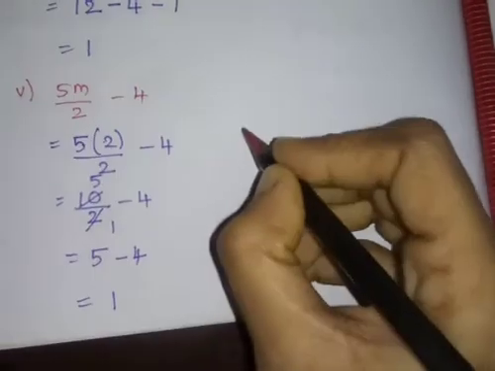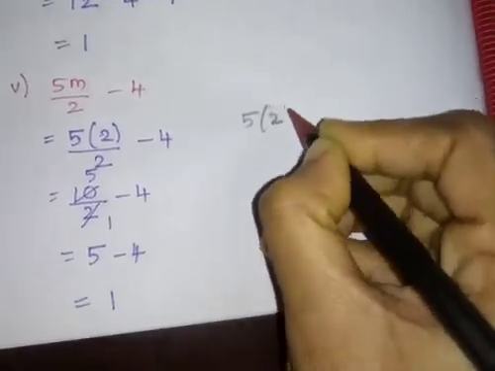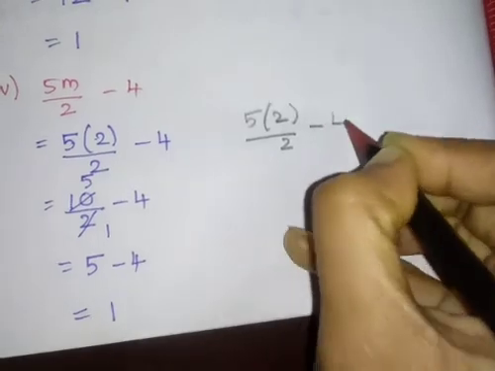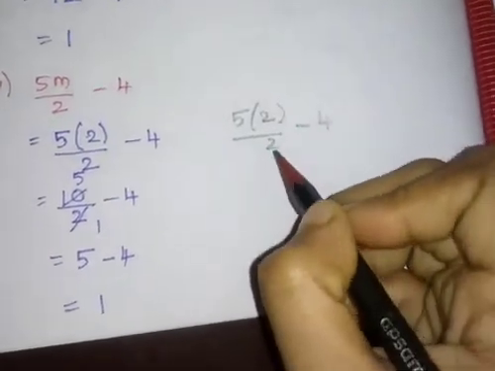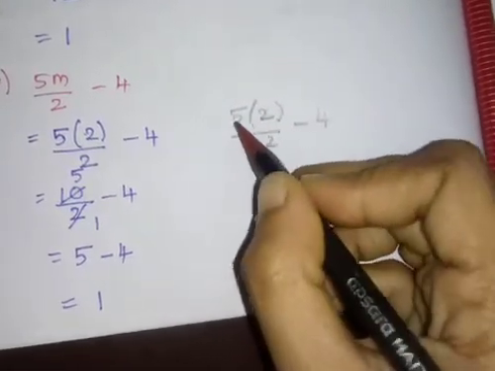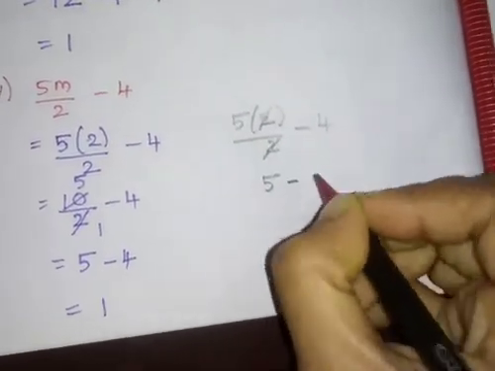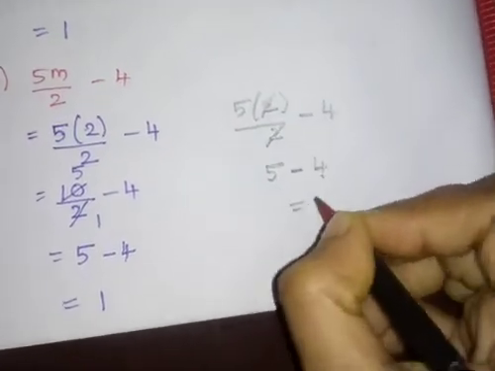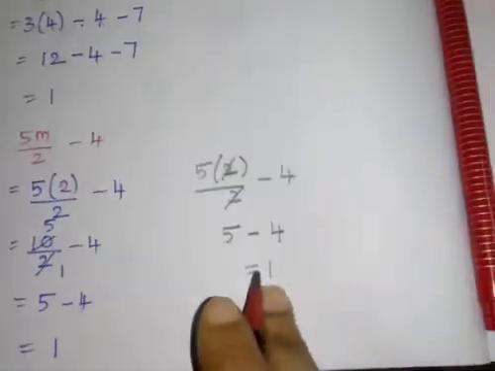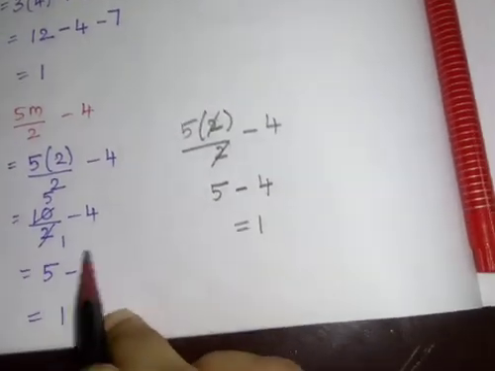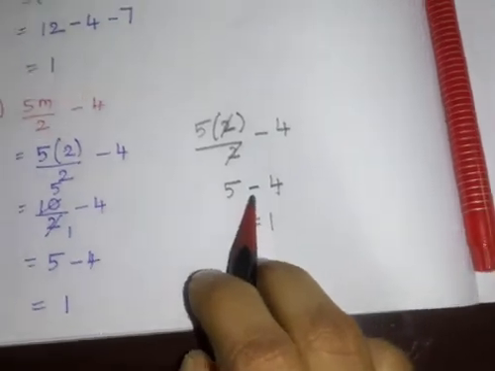You can do like this also. Listen, I will teach you one more method. 5 into 2 divided by 2 minus 4, correct? This is also multiplication. This 2 is division, right? So this 2 cancels. Now 5 minus 4 is nothing but 1. Like that also you can write it. This way also you can write it.